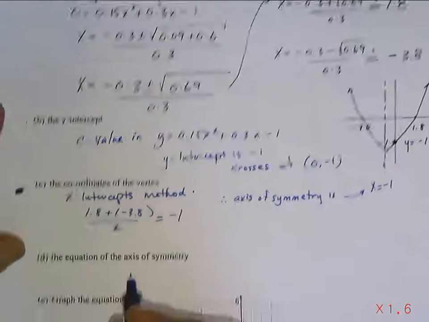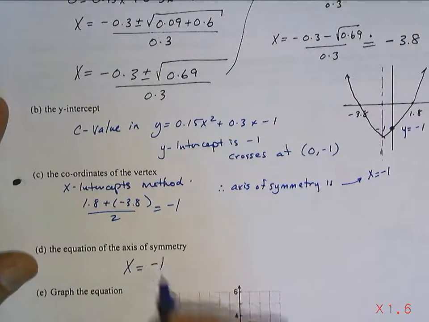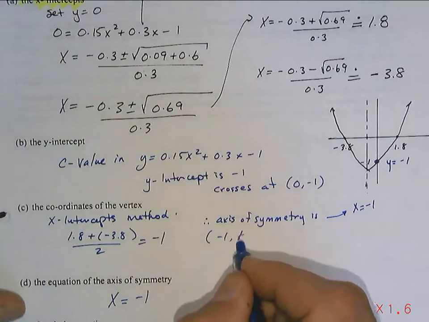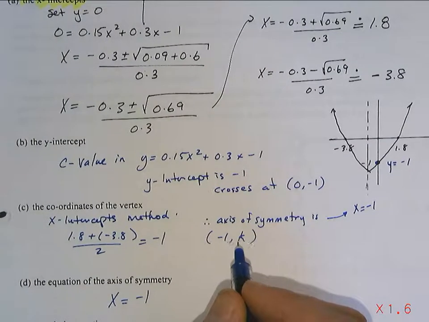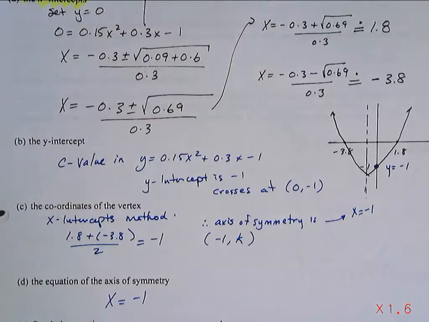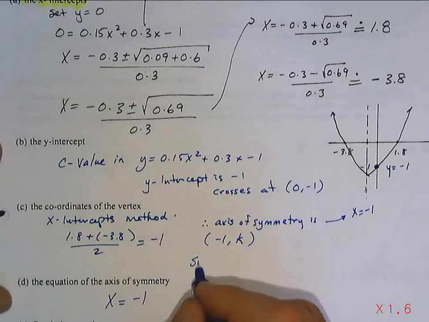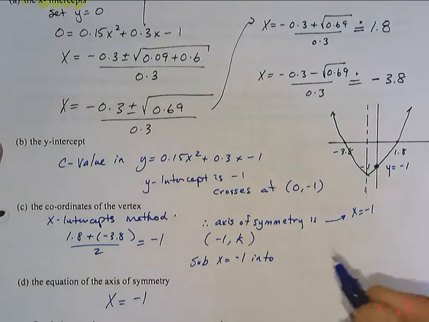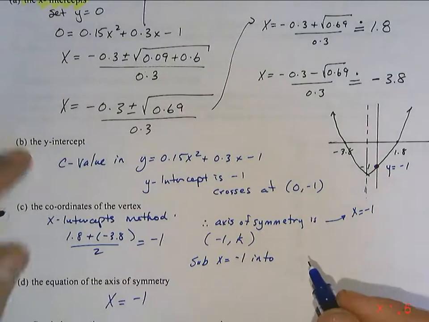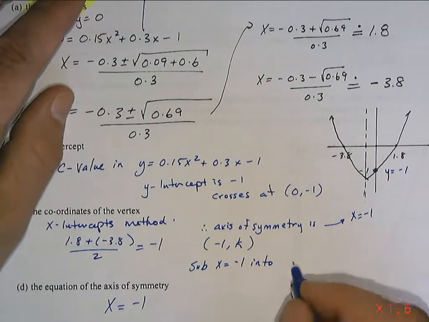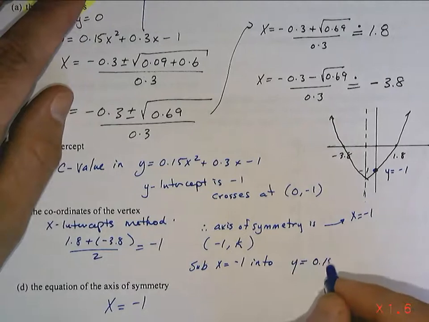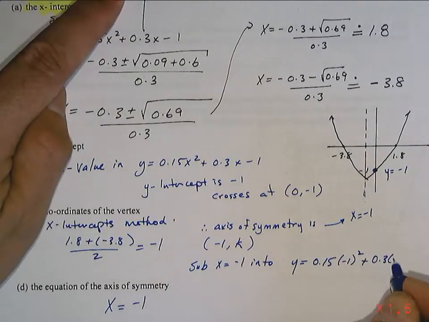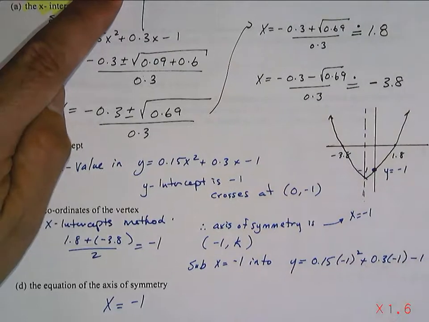And that's the answer to the question below it. But that means that you're going to have (-1, k). That is the value for your vertex. To find that, we're going to sub x equals -1 into... Now, you get to decide where you sub it into. Well, I don't have anything else but the original. So 0.15(-1) squared, plus 0.3(-1), subtract 1.